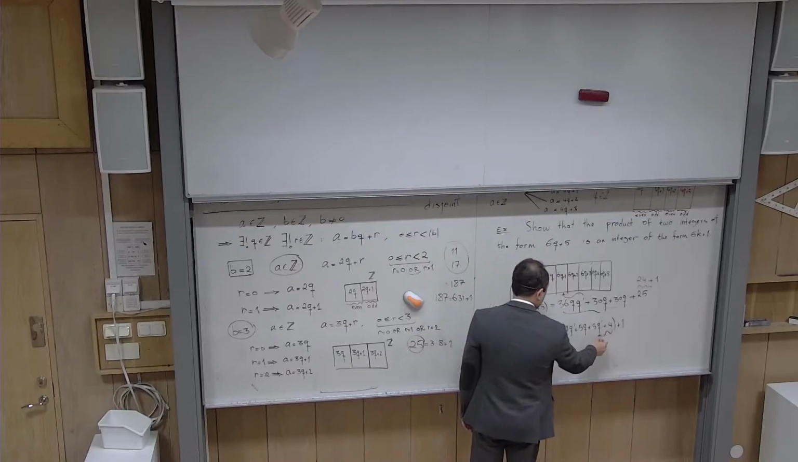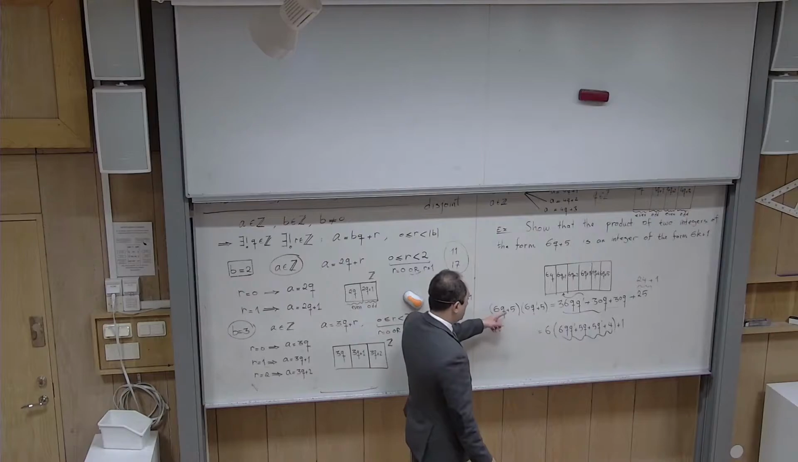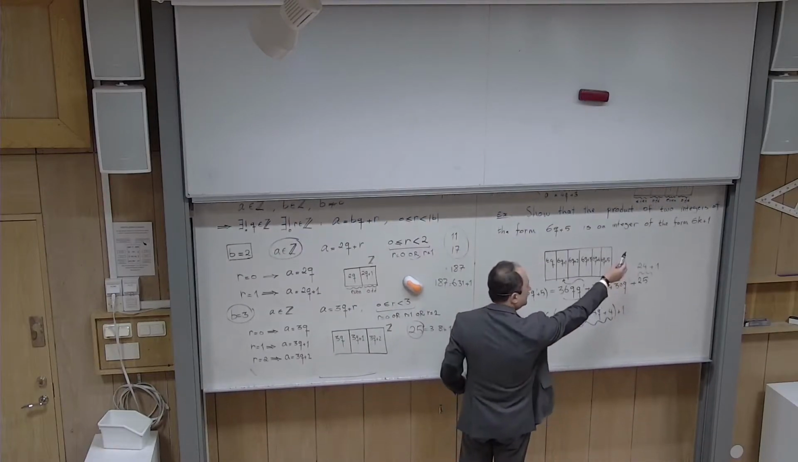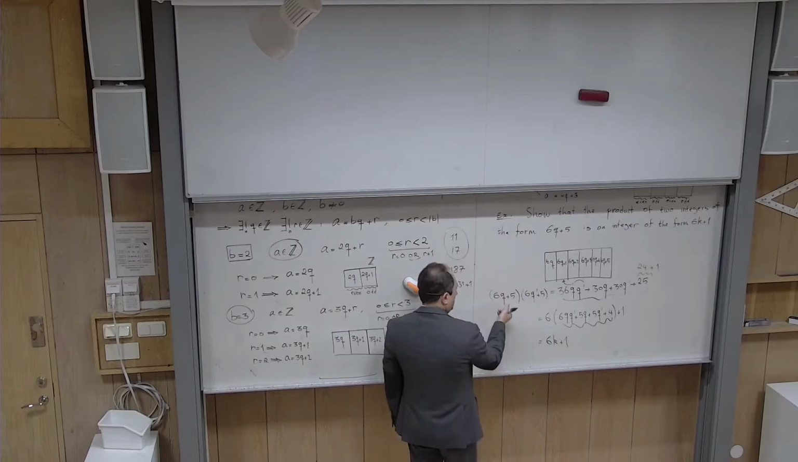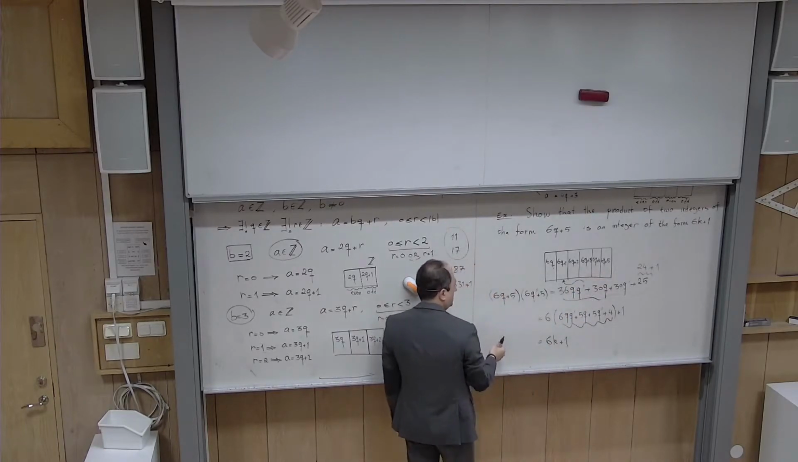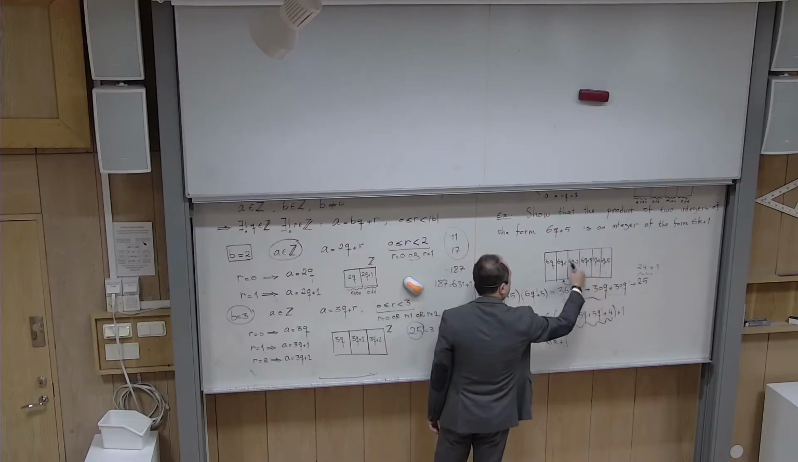Do you agree that this is an integer? Yes, because q and q prime are integers. So that combination is definitely an integer. So I can call it little k in the problem. So this becomes 6k plus 1. So you see that it doesn't matter which numbers I am choosing from this part. As soon as I multiply them, the product will no longer be in that group. It jumps here.